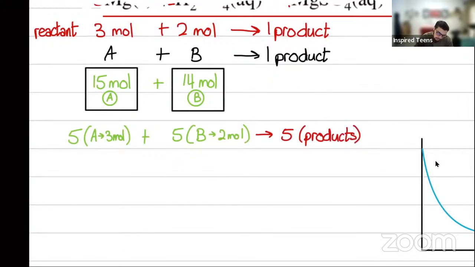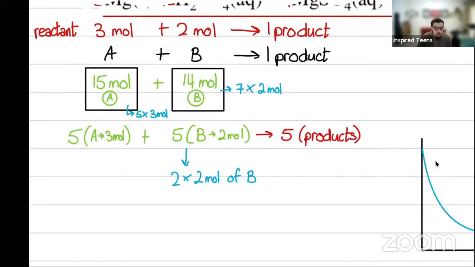And we'll be left over with, because here we could form 7 times 2 moles, and here we could form 5 times 3 moles, 2 times 2 moles of reactant B. Because this is a 3 mole to 2 mole ratio, we need 3 moles of reactant A to mix with 2 moles of reactant B to form a singular product.